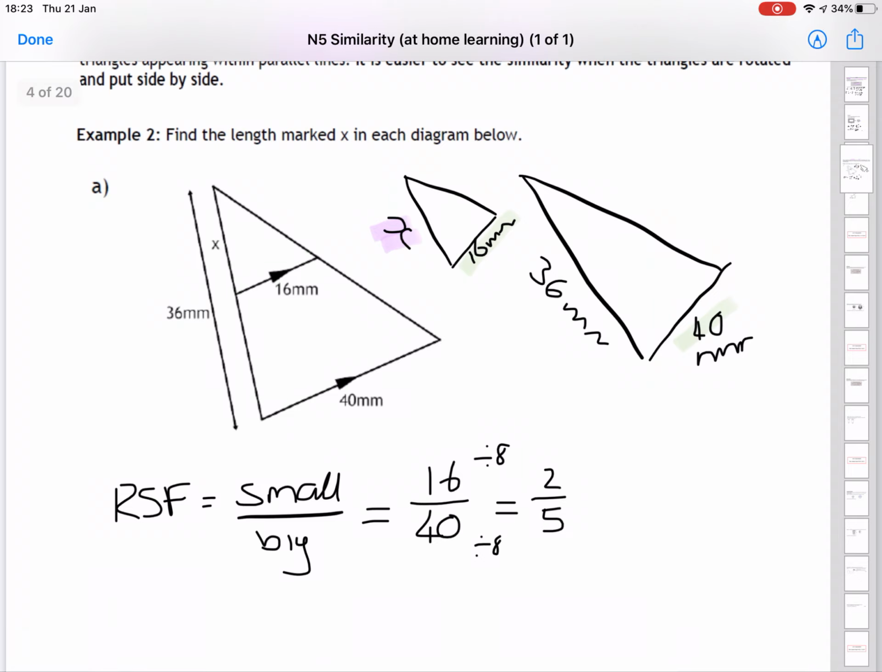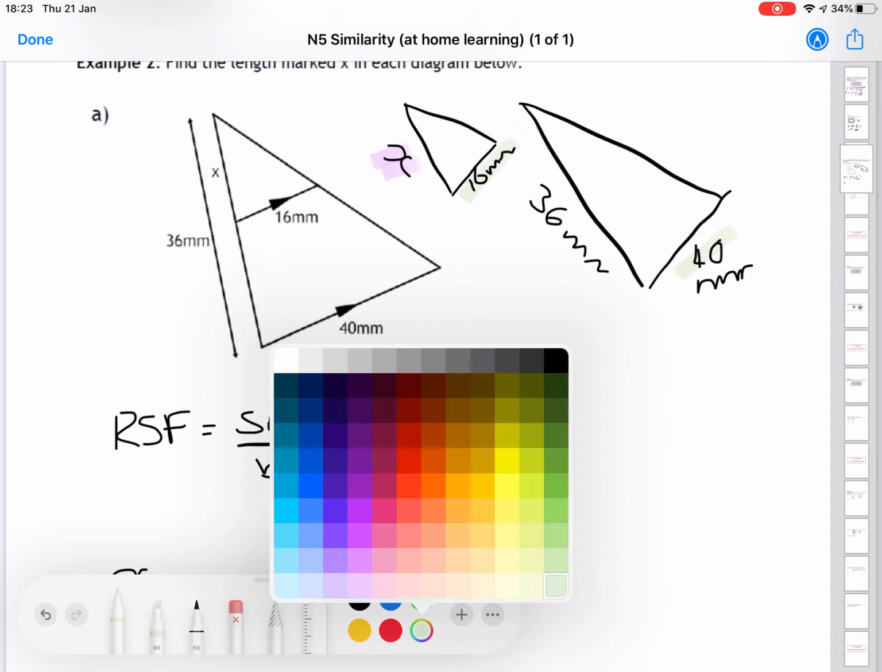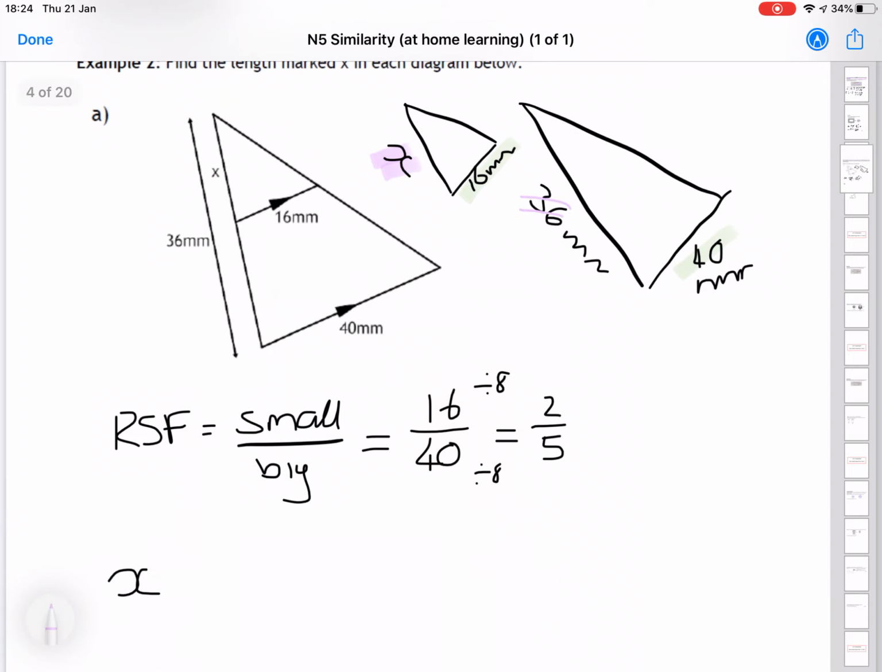So same as before, to work out the missing side, we're looking at the side that matches the one that's missing. So our corresponding side here that goes with the X is the 36. That's the side that matches. So if we use our formula same as before, we are going to be doing 2 over 5 times the side that matches. So 2 over 5 times 36.